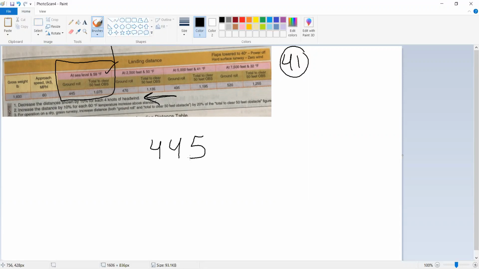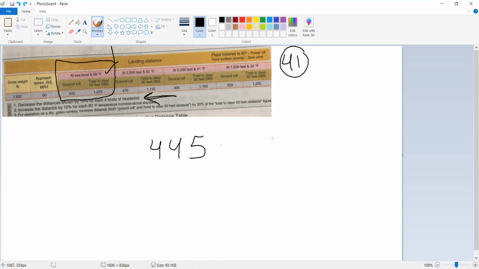But we want to know, determine the approximate landing ground roll distance. So that's the ground roll we have now, but we need to have that adjusted. So this is what it would be if we multiplied at 100%. If we were to multiply this by 100%, we get the same answer. But the key word here in this question is it says there's a headwind of 4 knots. And because that's the case, we do not have 100% anymore.